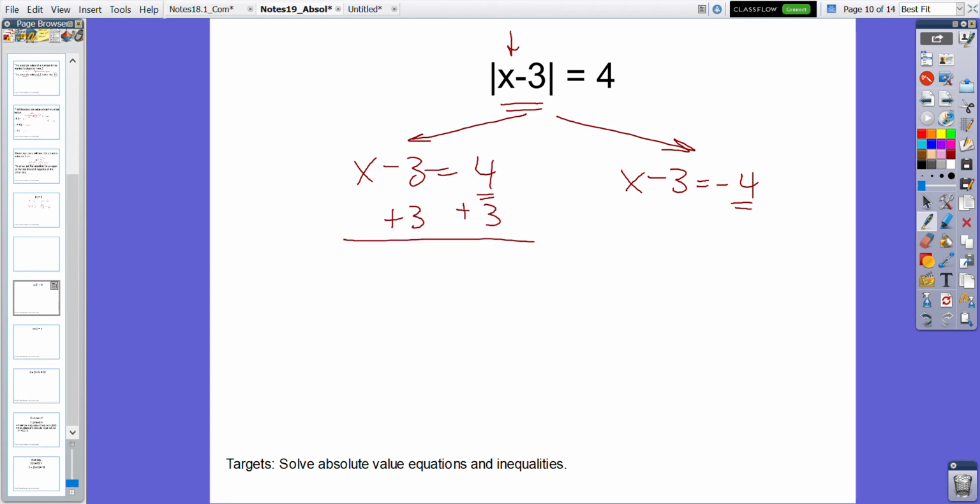X minus 3 plus 3, the 3s combine to give me 0. I'm left with x. 4 plus 3 is 7. I'm giving my answer away already. How about that? All right.